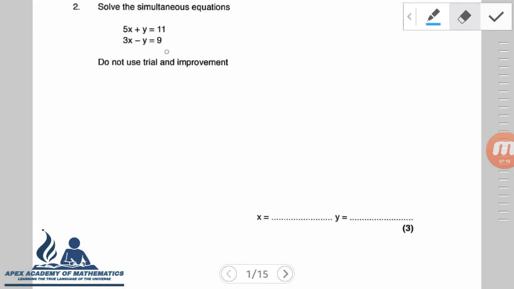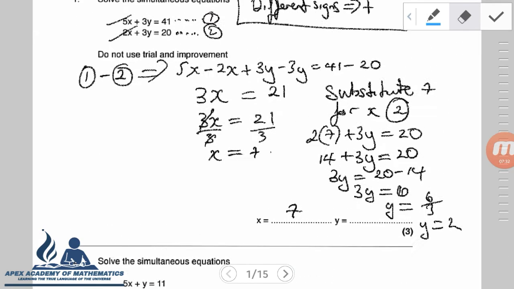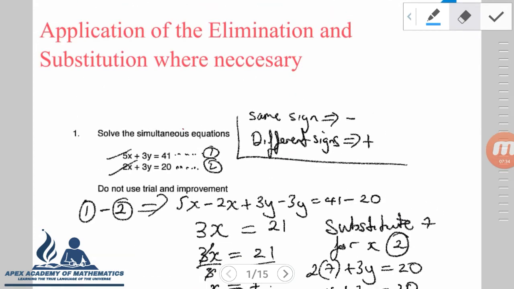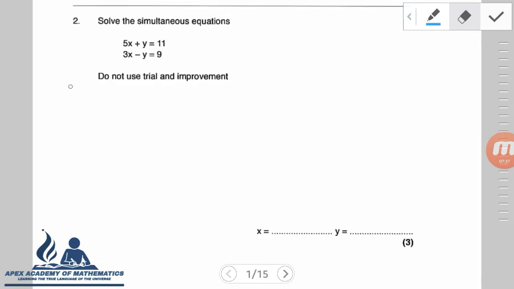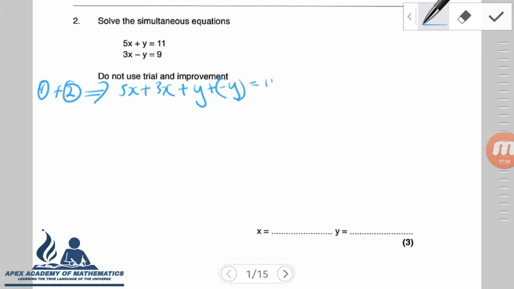So for the elimination method, I do not need to create a third and a fourth equation. I simply recognize here that the coefficients are already equal, and because the signs are different, according to the rules up here, if different signs, we're going to add equation 1 to equation 2. So I have equation 1 plus equation 2, and that implies that I'm going to have 5x plus 3x plus y plus negative y, and that's going to be equal to 11 plus 9.